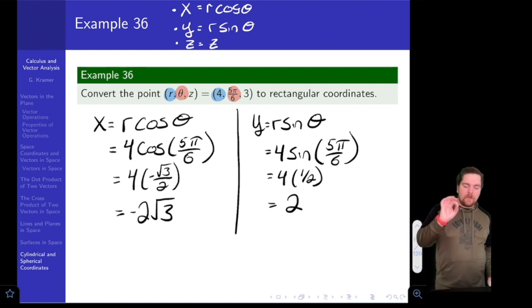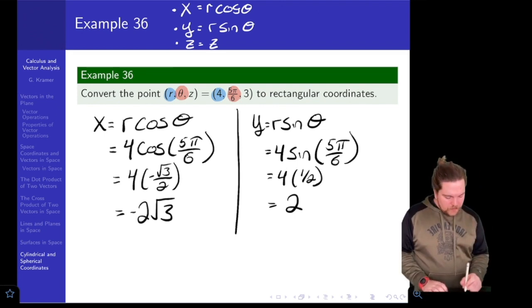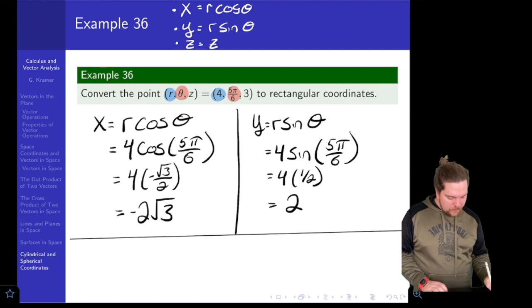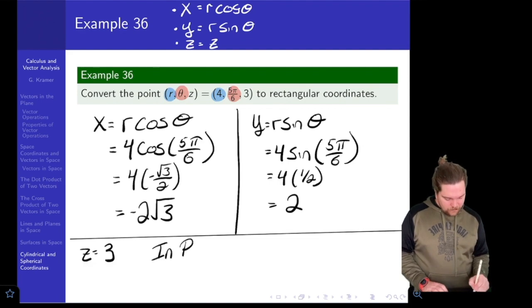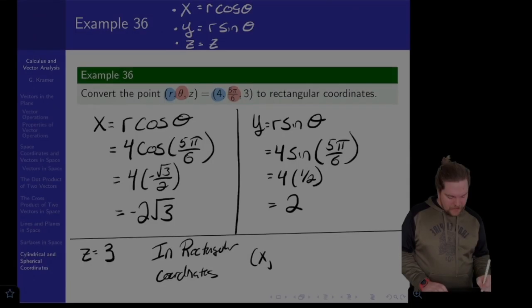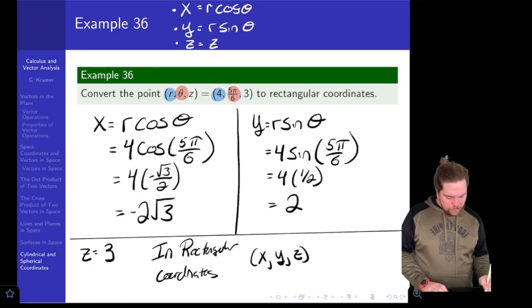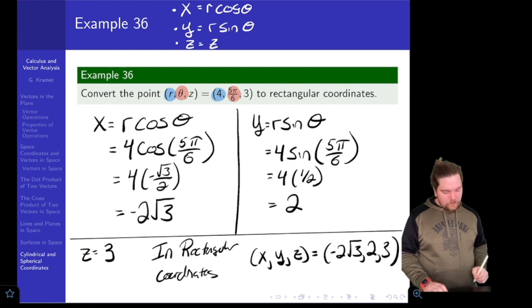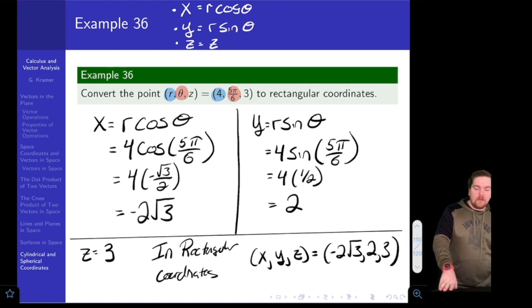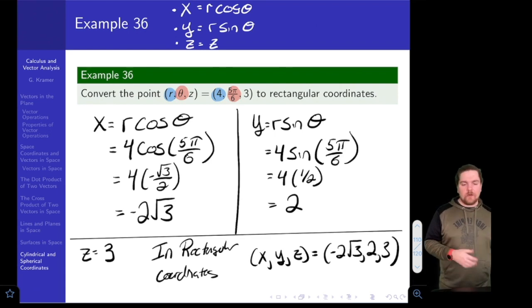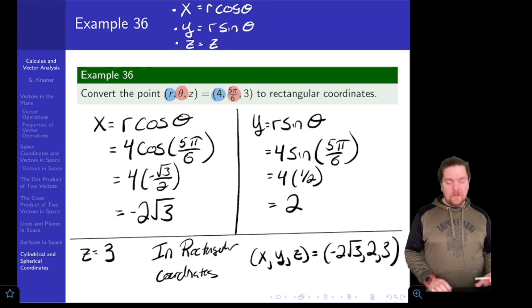So we've got the x-coordinate, we've got the y-coordinate. Should we feel so compelled, we could also write out the z-coordinate, but remember z is just equal to z. So z in this case is just going to be 3. So the point x, y, z is going to be equal to negative 2 root 3, 2, 3. So converting from cylindrical to rectangular, fairly straightforward. Don't really have to put too much thought or effort into that conversion.